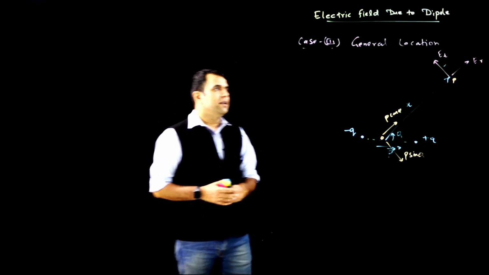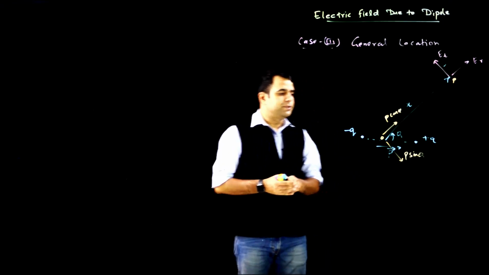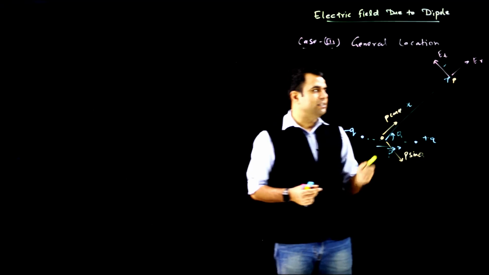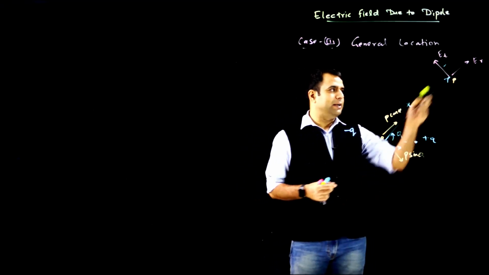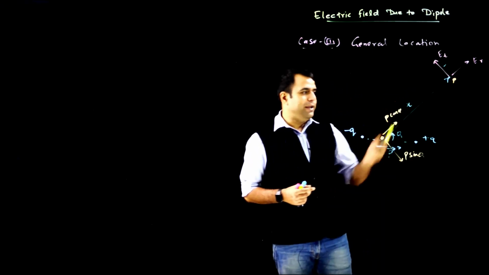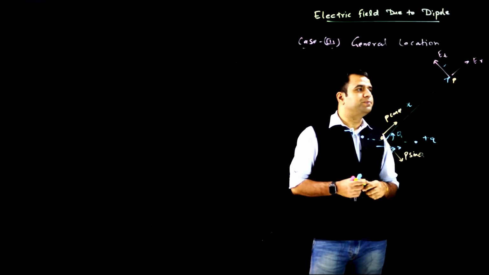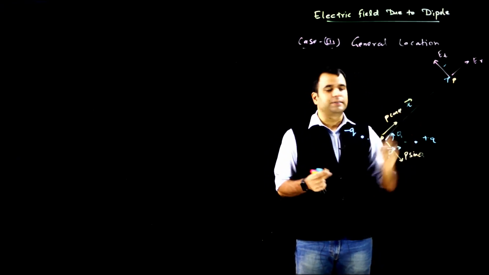Hello. Now we will calculate the electric field in a general location. So this is my dipole, minus q, plus q, and the dipole moment is p, and we want to calculate the electric field due to this system at point P. So this point P is at a distance x with respect to point O, which is the midpoint of this dipole, and the position vector of point P is given by x.